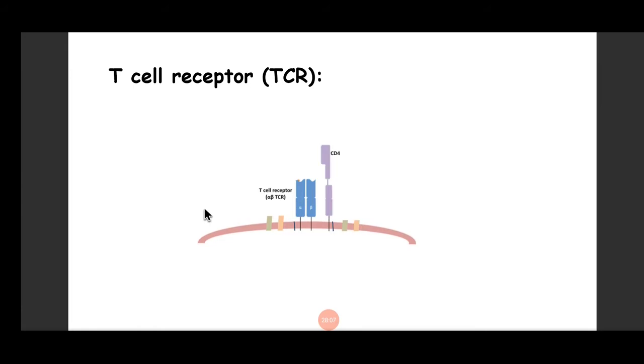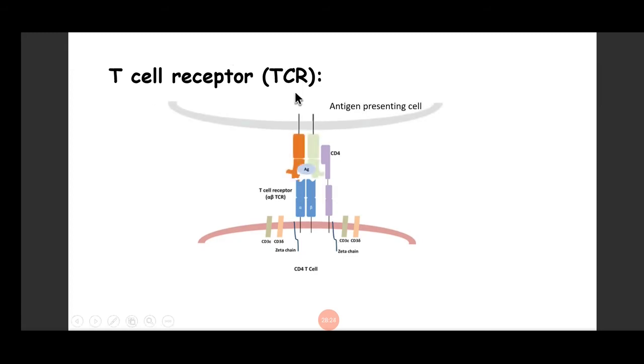On T cells, other receptors are also present. One is CD4, because this is supposed to be the helper T cell, while cytotoxic T cells have CD8 on their surface. And this is the antigen presenting cell. It presents antigen to the T cell with the help of the MHC molecule. This way the T cell becomes active and its cytotoxic activity starts.